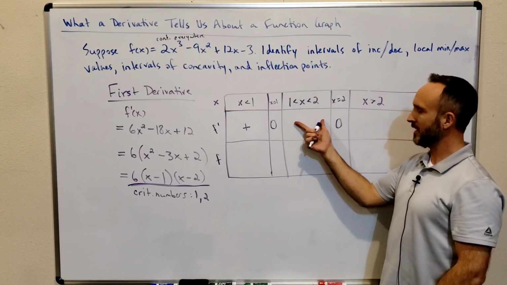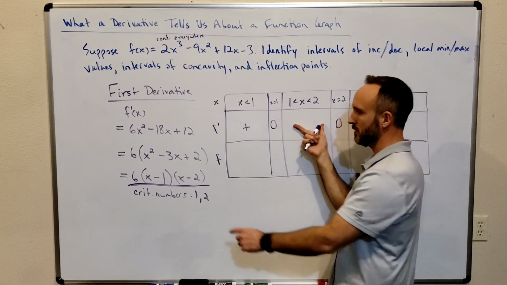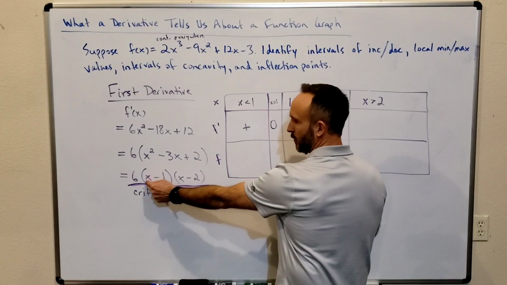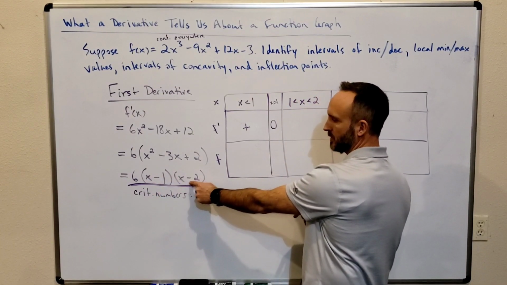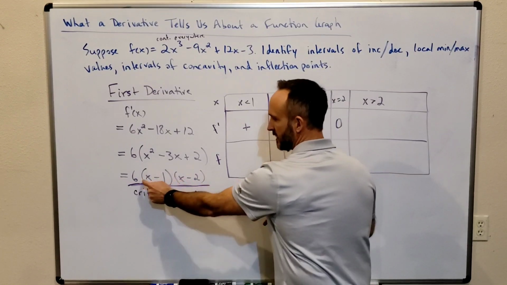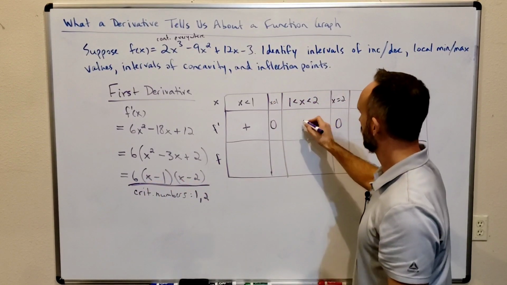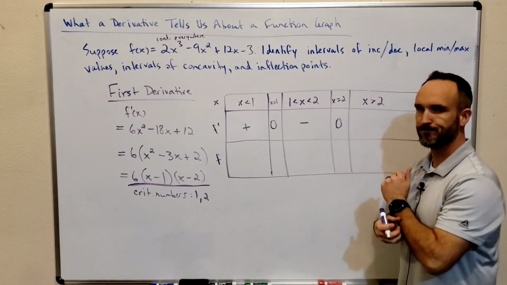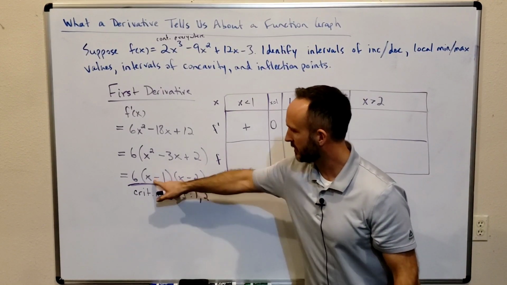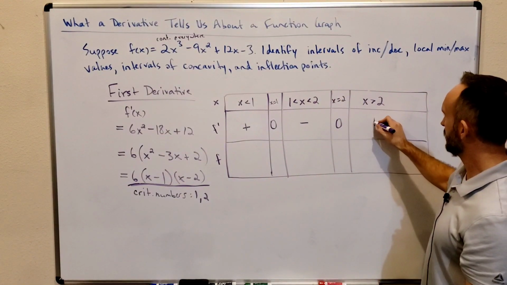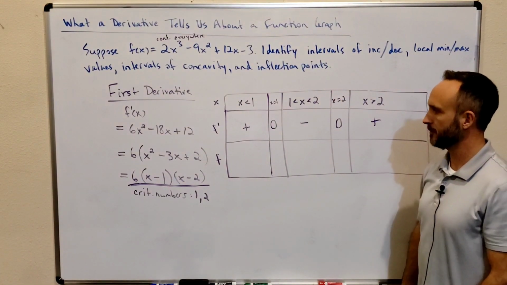Then doing the same thing here, picking a number between 1 and 2. A number bigger than 1 is going to make this positive now, but a number less than 2 is going to make this negative. So I've got 6 times a positive times a negative, which is a negative. And last, if I pick a number bigger than 2, that's going to make both of these positive. 6 times a positive times a positive is a positive.